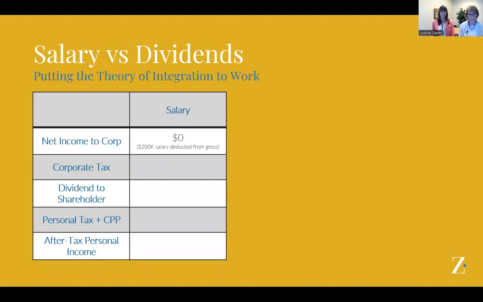You pay tax personally on the salary received, and you also have to make Canada Pension Plan contributions. In total, the tax and CPP contributions are $71,496, leaving you with an after-tax income of $128,504. Now let's assume that you take a dividend from your corporation.